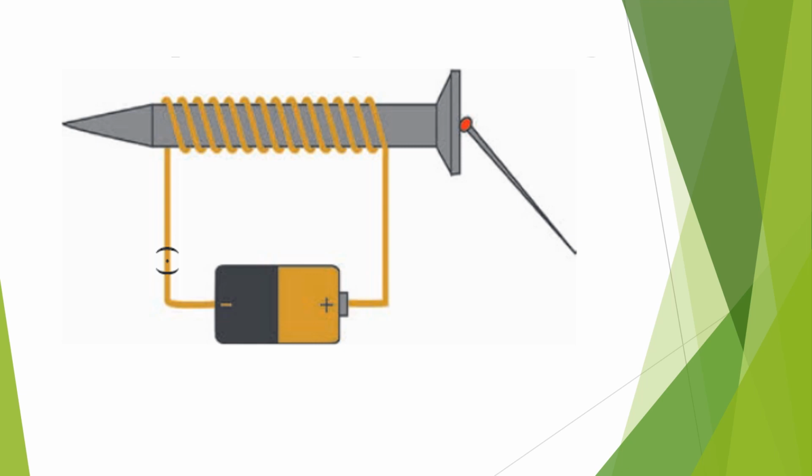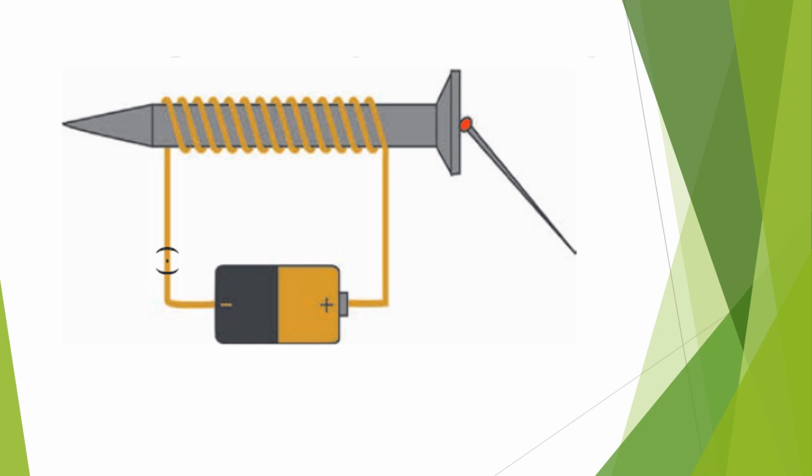Because it's becoming magnetic, if you bring other nails near it, it will attract those nails. But this magnetism of the iron nail will not remain for a long period of time. The minute you switch off the electricity, the iron nail will lose its magnetism. So when electricity is on, it gets magnetism, and when electricity is off, it loses magnetism. Such a substance which becomes a magnet when electricity is passed through it is called an electromagnet.